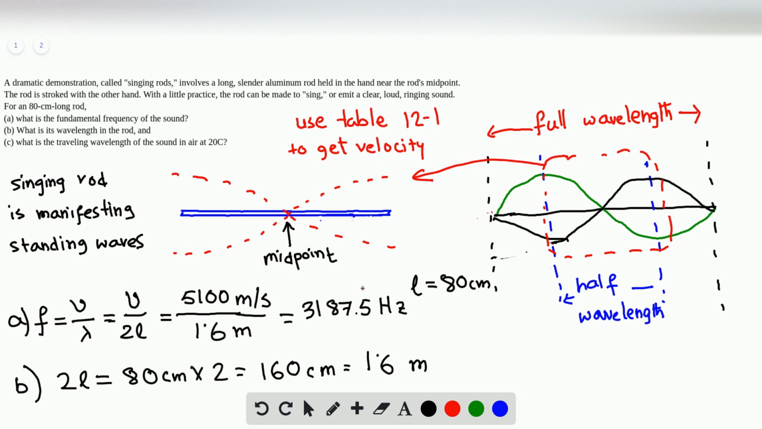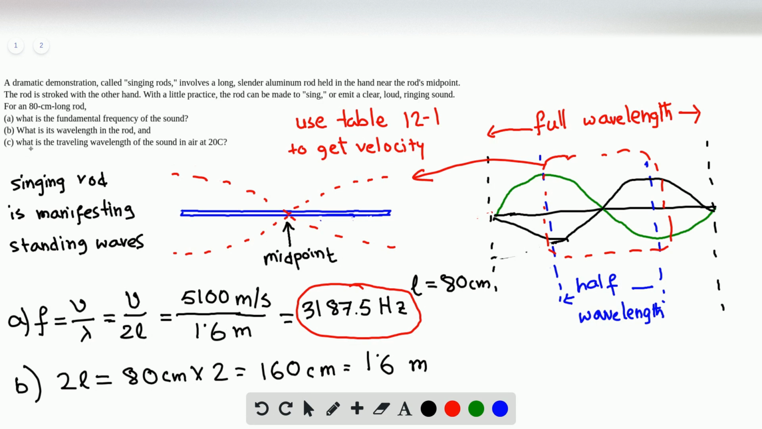So that's the fundamental frequency of the sound. Now, what is the wavelength of the rod? We already discussed it: twice the length of the rod. So we have 80 centimeters times 2, changing our units from centimeters to meters, and that's why we get 1.6 meters.